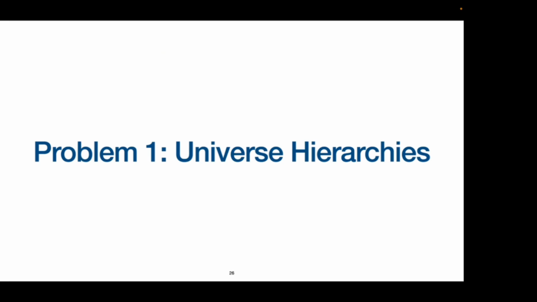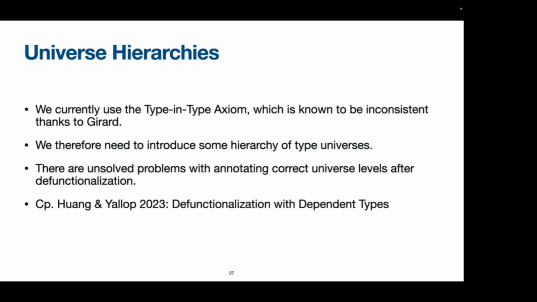So the first problem has to do with universe hierarchies. I said that we currently use the type in type axiom, which is known to be inconsistent thanks to Girard and to the simplification by Hurkens. So we do know that we need to introduce some hierarchy of type universes. The problem is that we do not know how to annotate the correct universe levels after defunctionalization. This problem has also been described by Huang and Yallop in a paper from last year called defunctionalization with dependent types.